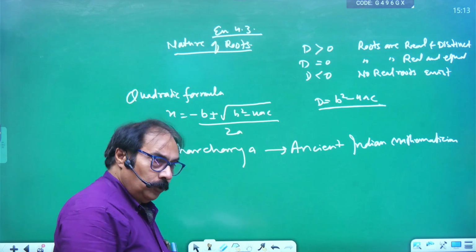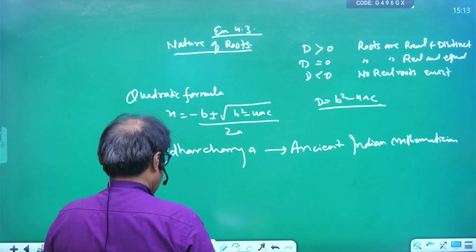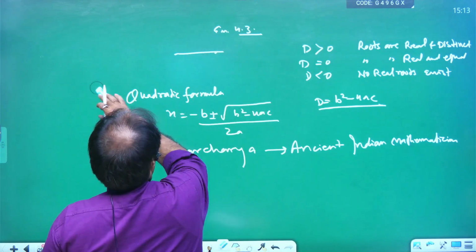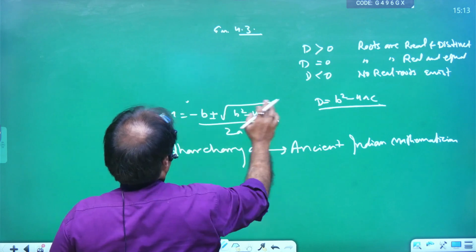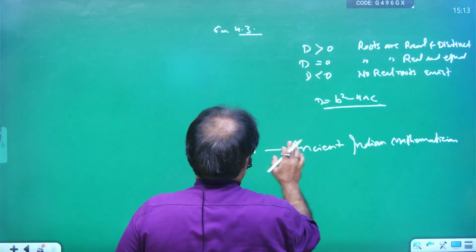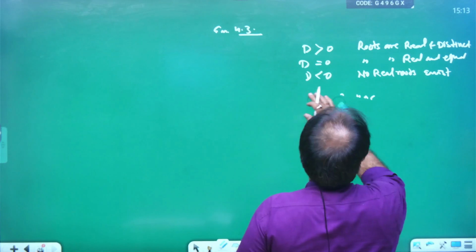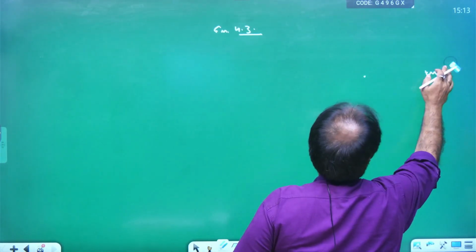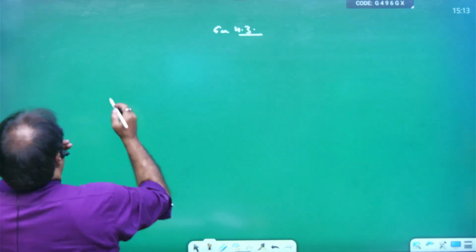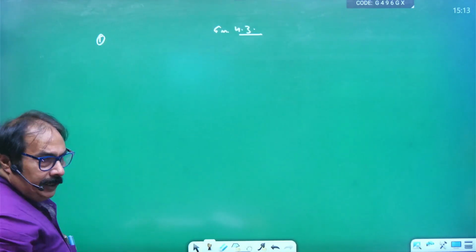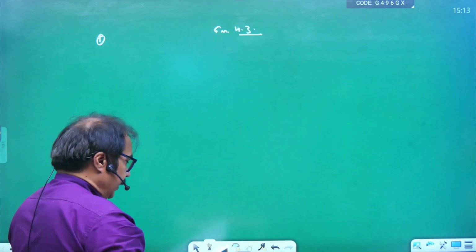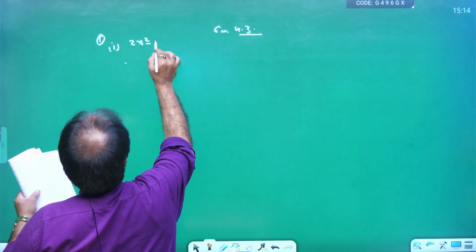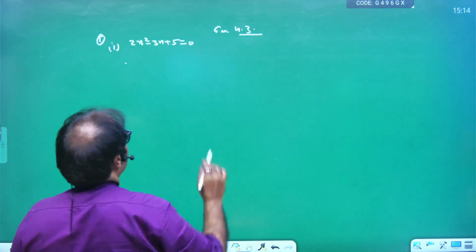So first of all, we have to find whether the roots exist or not. If the real roots exist, then we will find the roots by applying Sridharacharya formula or quadratic formula, right? So the first question I am taking, there are three parts. I will take the two parts only. So the first part is 2x square minus 3x plus 5 is equal to 0.